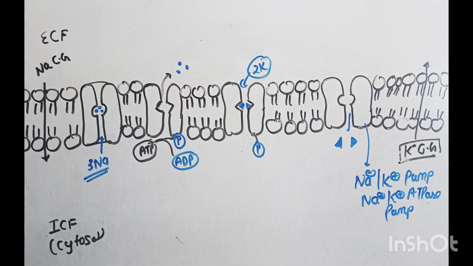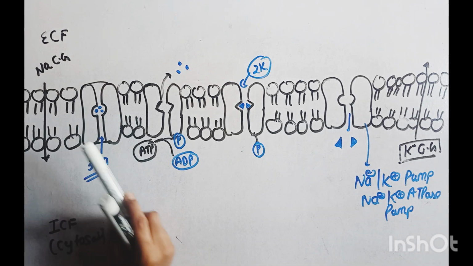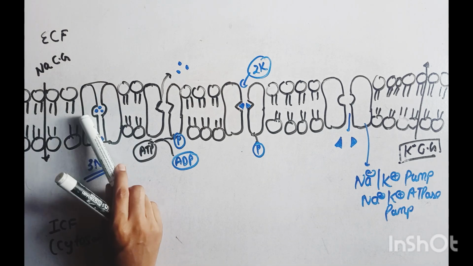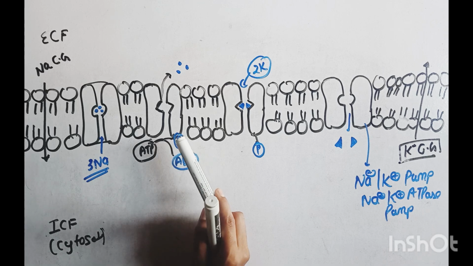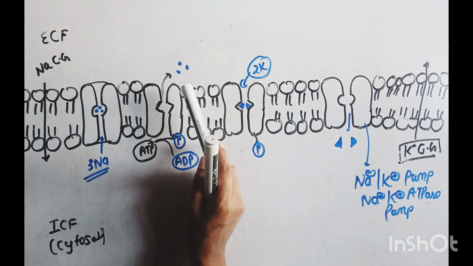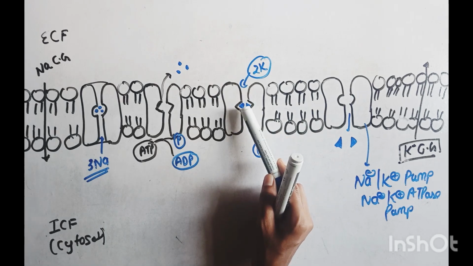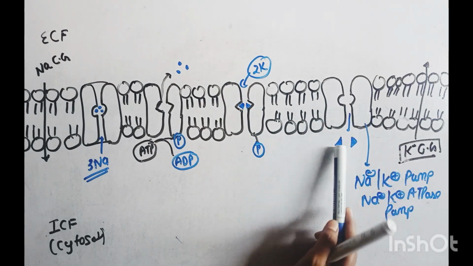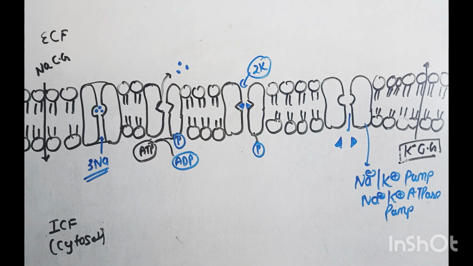Yes, so let us revise all these things once again. 3 sodium ions bind to this sodium potassium pump, then ATP is converted into phosphate and ADP, then the shape is changed and it expels the 3 sodium ions, then 2 potassium ions bind and the phosphate is released, and the 2 potassium ions go into the cytosol and the pump regains its original shape.